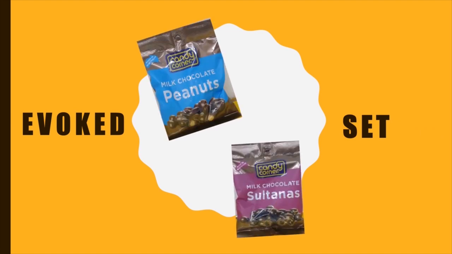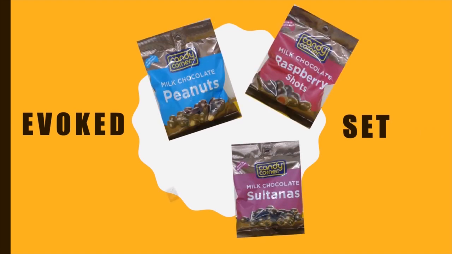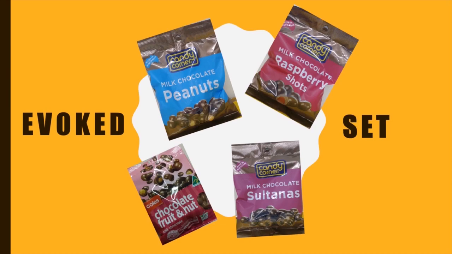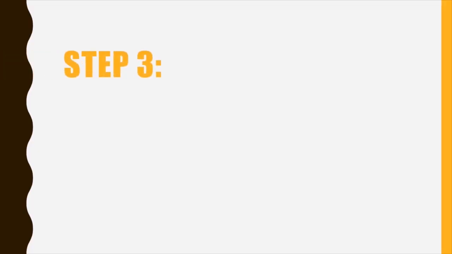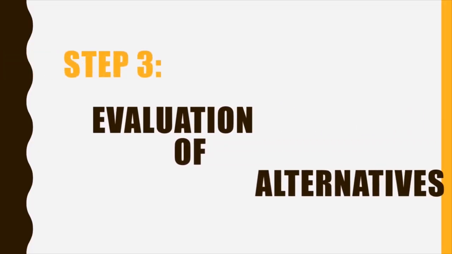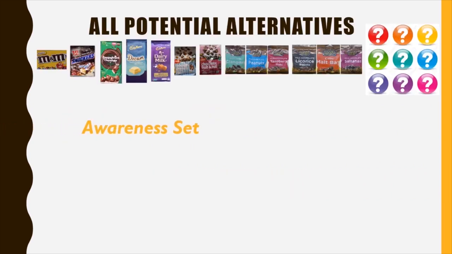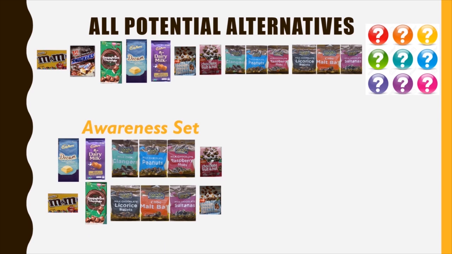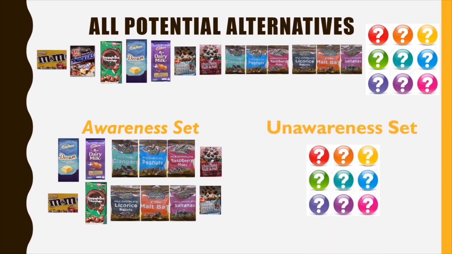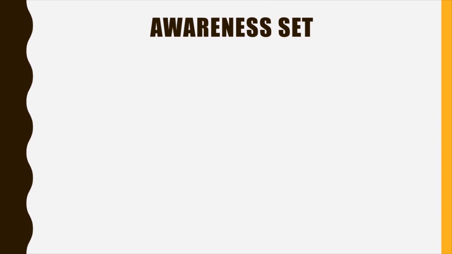Then we have the consideration set. In my chocolate example, I don't consider all brands available. I just focus on a small group of options. Step 3. Now I'm ready to make a decision by evaluating these alternatives. You can see all my potential chocolate selection. My awareness set is formed by all chocolates that I know, and my unawareness set is formed by all chocolates that I don't know. Now, focus on my awareness set.